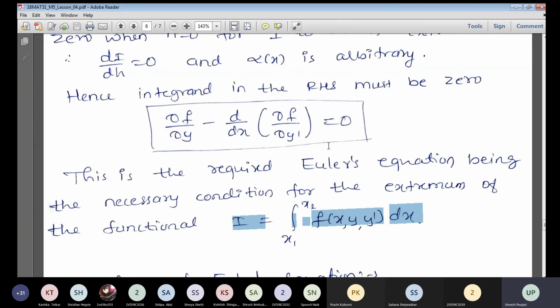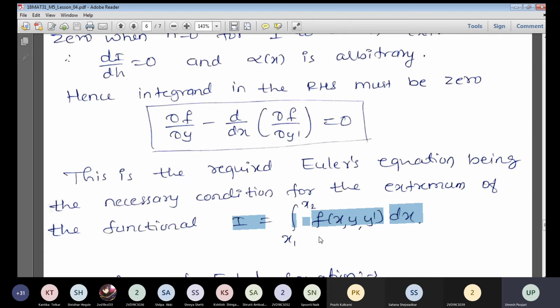So with the help of this necessary condition we can find the maximum or minimum of any type of function f, because we can see here I equals the integration of f of x, y, y'. In Euler's equation we have ∂/∂y of f minus d/dx of ∂/∂y' of f. Suppose I give one equation: find the extremum of the functional I equal to the integration of x squared plus 2y plus y'. So instead of f, what I have given is x squared plus 2y plus y'.